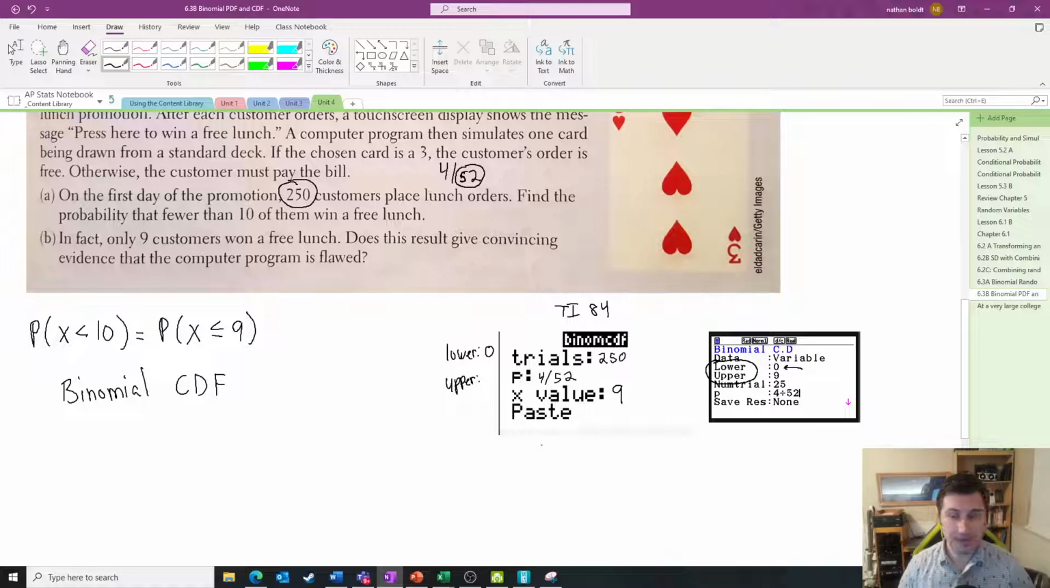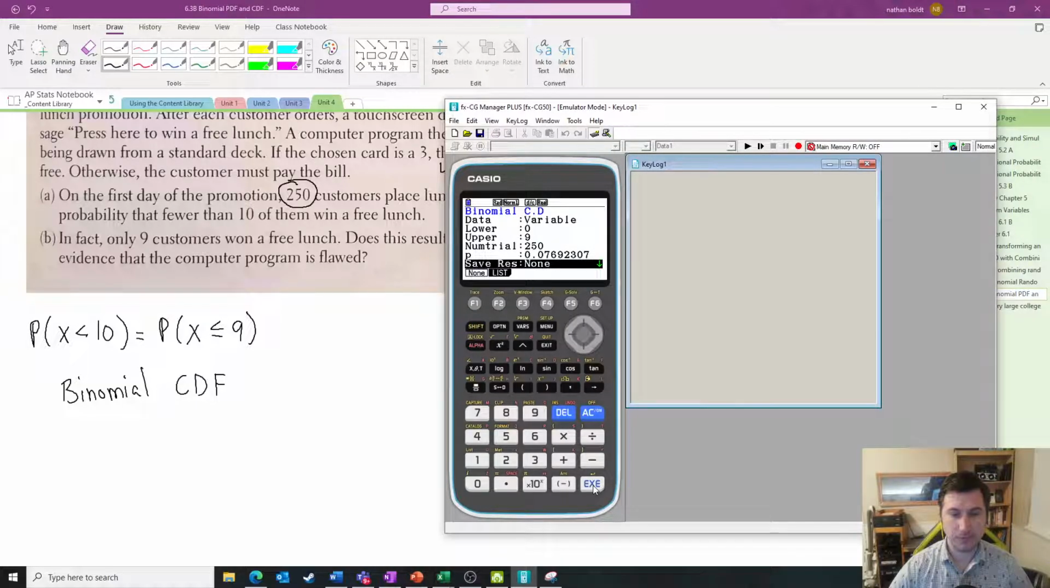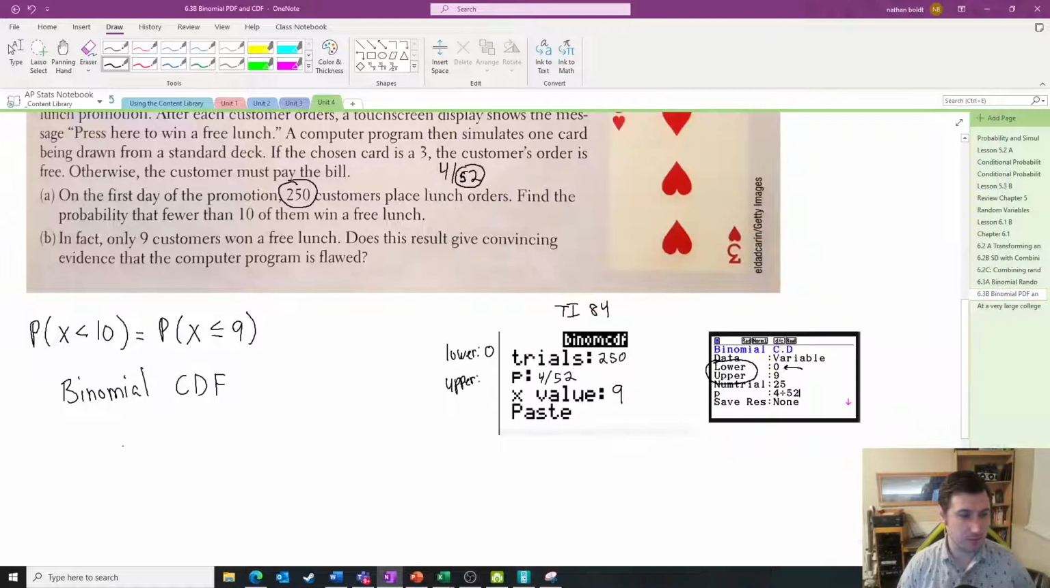Hit enter a couple of times until you get your answer, which will be, I've got mine plugged in already. Hit enter. All right, what number is that? Remember, that is scientific notation. So we've got a negative 3 power. That means we move the decimal point 3 times. So that will be 0.00612. So that'll be 0.00612 is our probability.